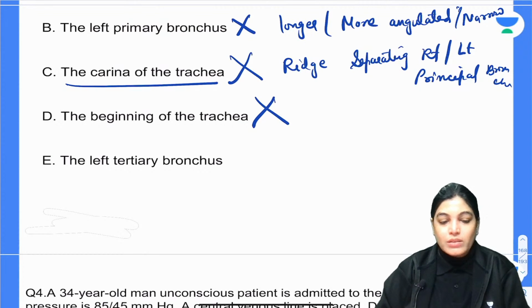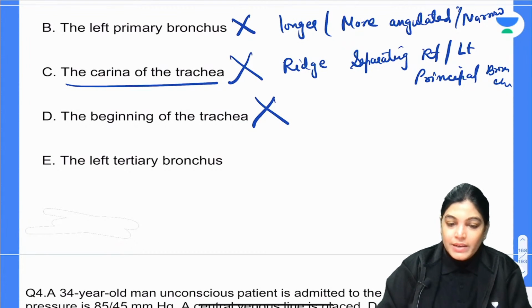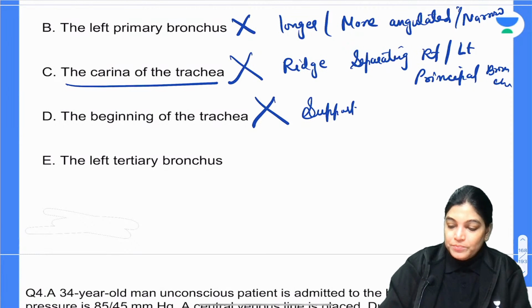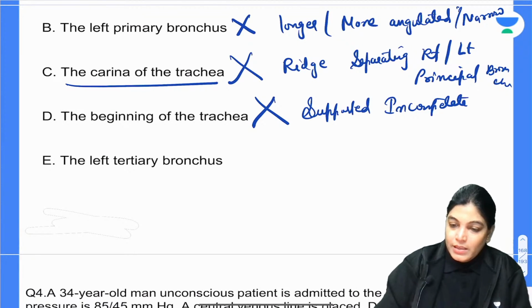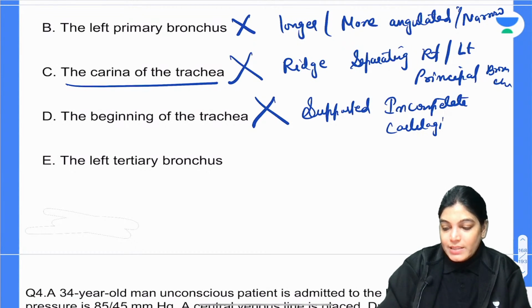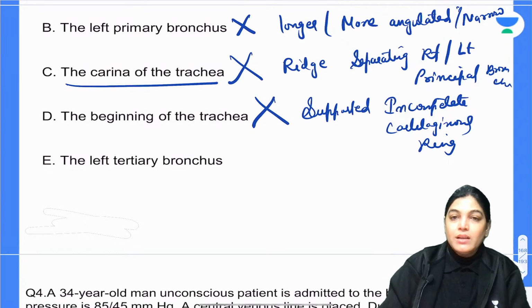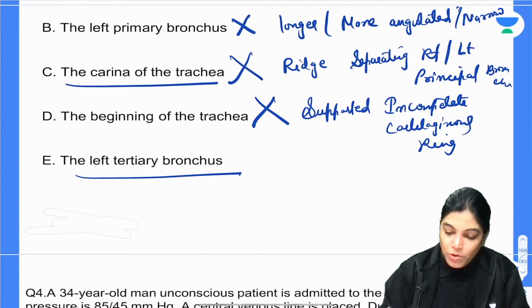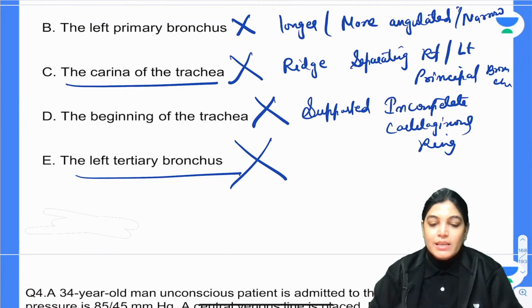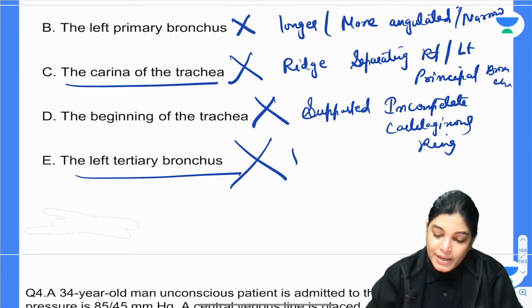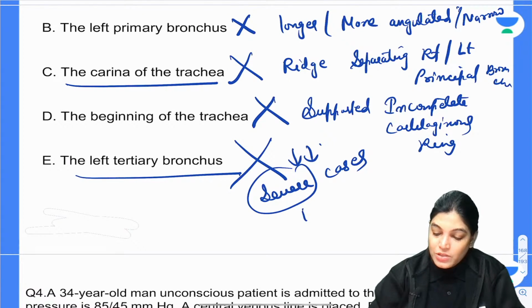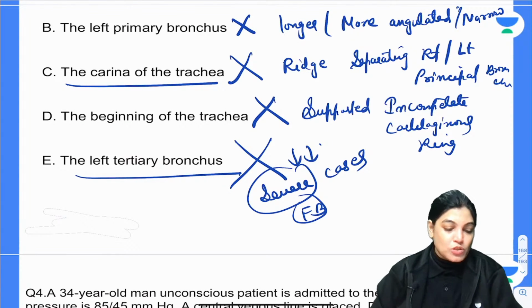Beginning of trachea is also not right, because trachea is itself supported by incomplete cartilaginous rings, so there is less chance that any foreign structures will be lodged in the trachea. Tertiary bronchus is far more distant from the principal bronchus, and there is very little chance, or only in very severe cases can foreign structures be lodged at this location. So the most common location will be the right principal bronchus.